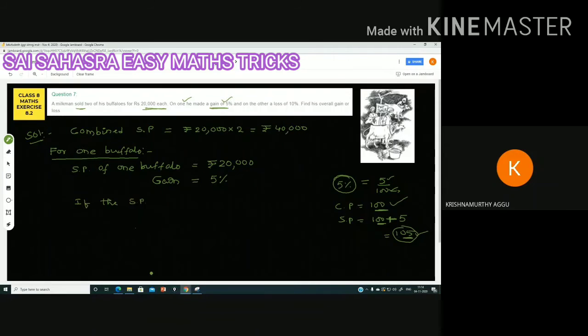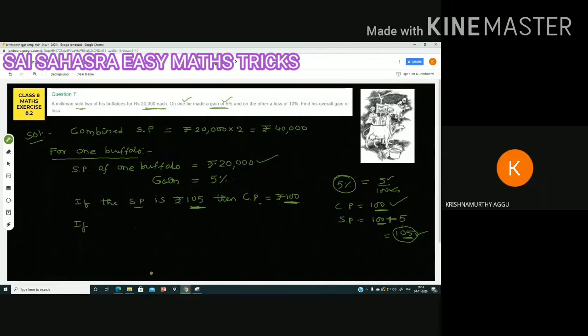So we write: if the selling price is 105 rupees, then the cost price is 100 rupees. From where did we get this? The gain is 5 percent. If you treat the cost price as 100 rupees fixed, 5 percent is 5 out of 100, 5 rupees extra, so the selling price will be 105. If the selling price is 105, then the cost price is 100. If the selling price is 20,000, then what is the cost price? We are going to find that now.